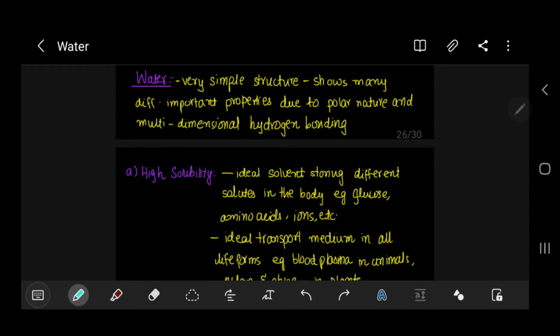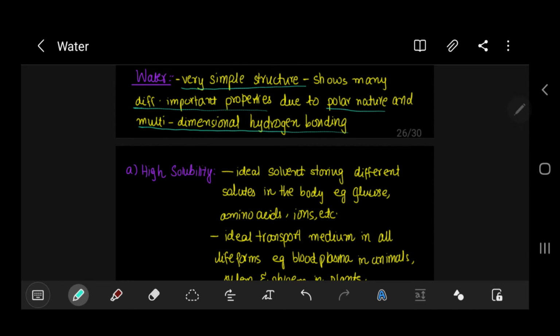Hi guys, let's continue with biological molecules and let's start off with water. This is the last part of biological molecules. Okay, so water has a very simple structure, but this structure is a very unique one and it causes water to have many different important properties, and that's due to the polar nature and multidimensional hydrogen bonding.